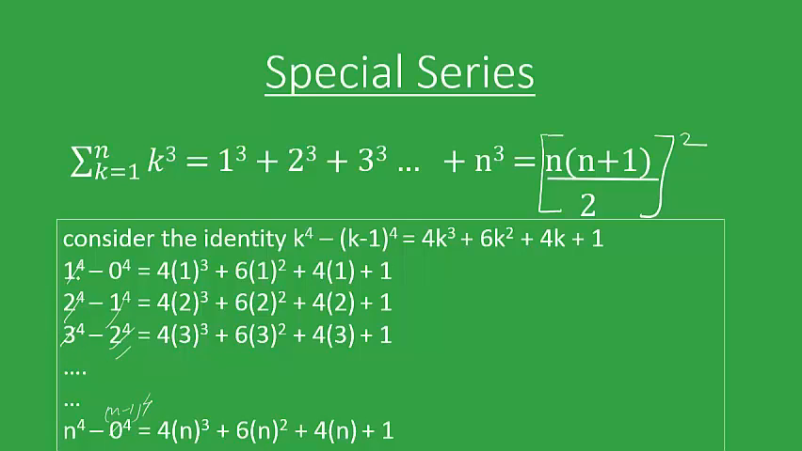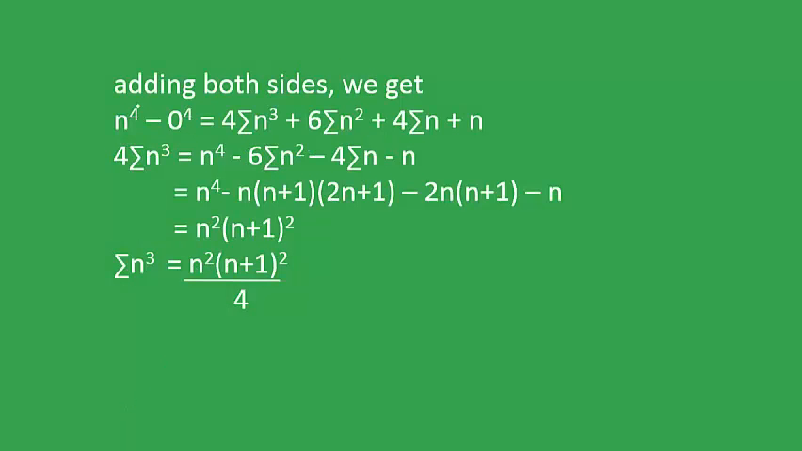If you put the values of k from 1 to n, the only term remaining will be n to the power 4. So we'll have n to the power 4 minus 0 to the power 4 equals 4 sigma n cube, where n ranges from 1 to n, plus 6 sigma n square plus 4 sigma n plus n. So just manipulating it, taking all the terms to the RHS here, we'll have 4 sigma n cube equal to n to the power 4 minus 6 sigma n square minus 4 sigma n minus n.